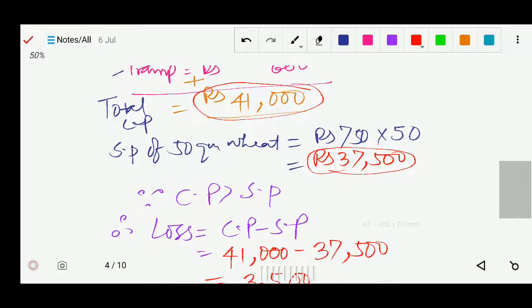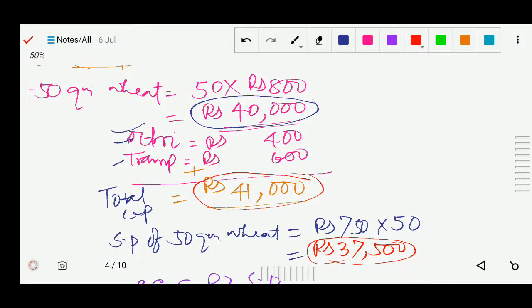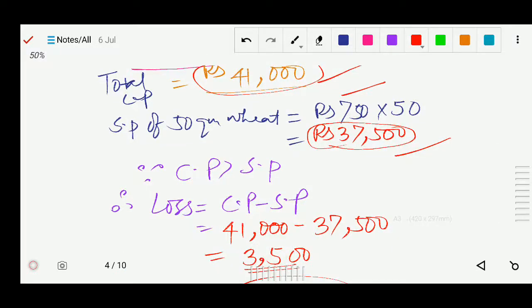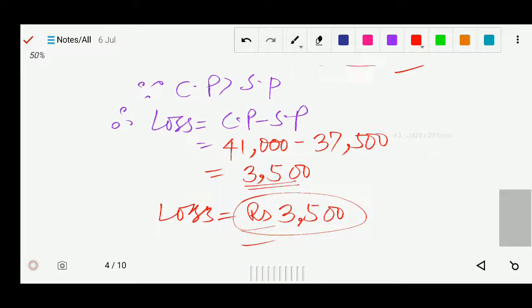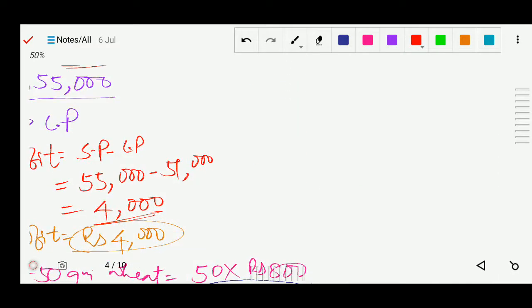Okay, understood? First we find the cost of 50 quintals with some additional charges. So we have the total cost price. Then after that, we find the selling price, because he sold at 750 per quintal. Then we reach the conclusion that there is a loss, because the selling price is less than the cost price, and then we find the loss. Understood? Okay.